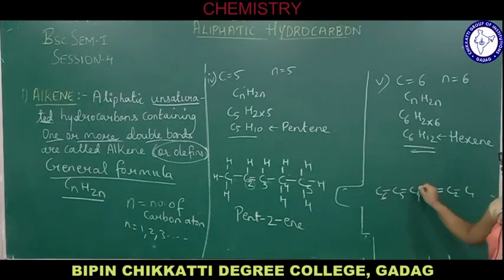1, 2, 3, 4, and 5. The double bond will be present between 4 and 5, carbon number 4 and 5. So the lowest pair we need to choose, that is 2 and 3. That's why I had given the numbering from the backward direction.